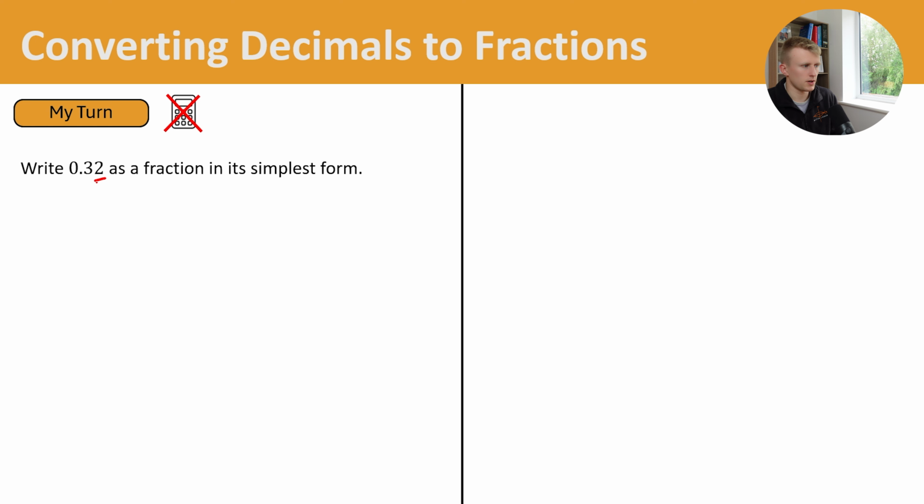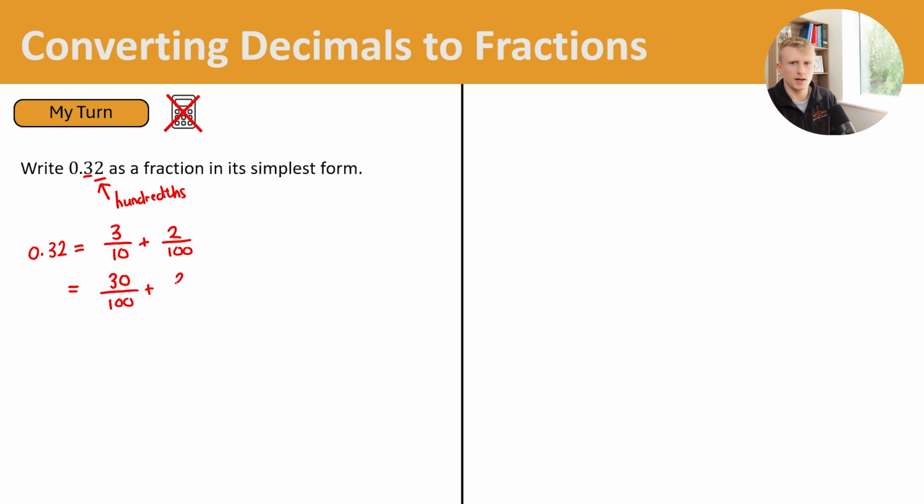The next example says write 0.32 as a fraction in its simplest form. To do this, I'm going to go to the digit which has the smallest value, which is the 2. And this digit is in the hundredths column. And I know that this 3 is in the tenths column. So I can say that 0.32 is equal to 3 tenths, add 2 hundredths. Now I need to be able to add those fractions together, and to do that I need a common denominator. So I'm going to change the 3 tenths into 30 hundredths, and I can add on my 2 hundredths. 30 hundredths and 2 hundredths is 32 hundredths, like that.